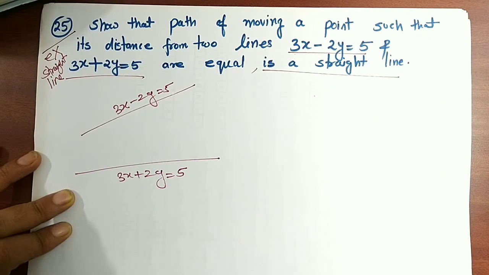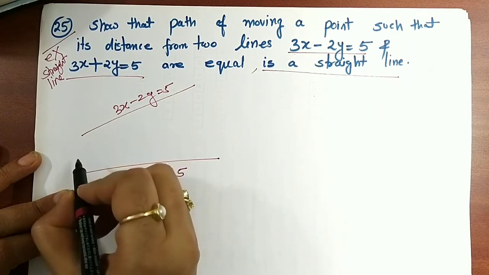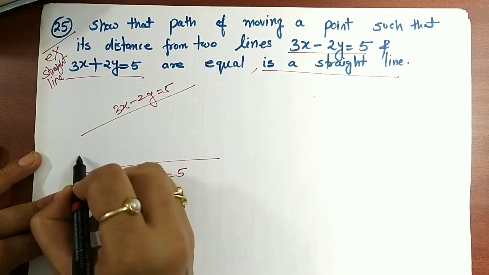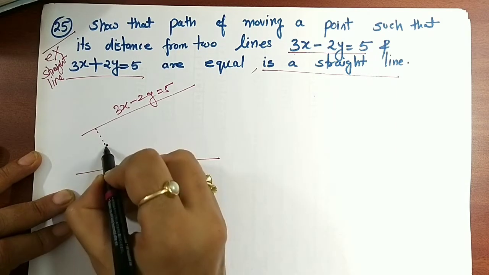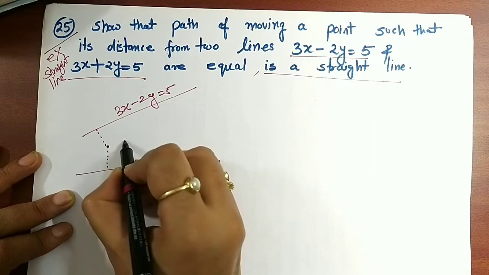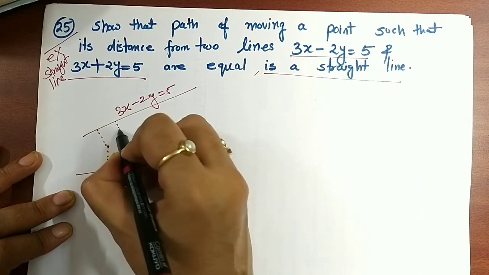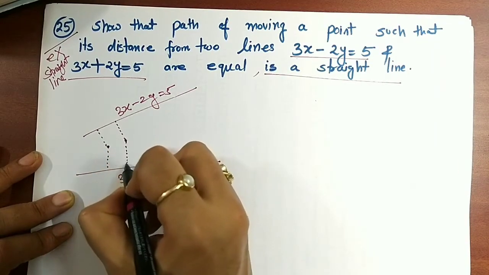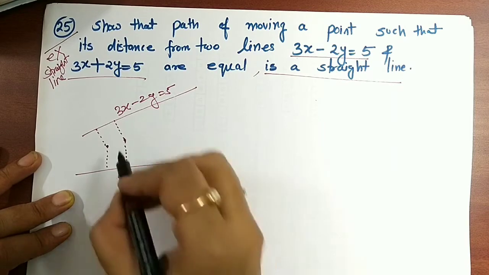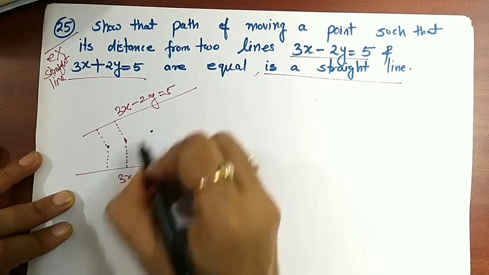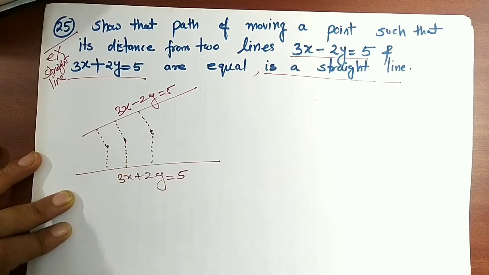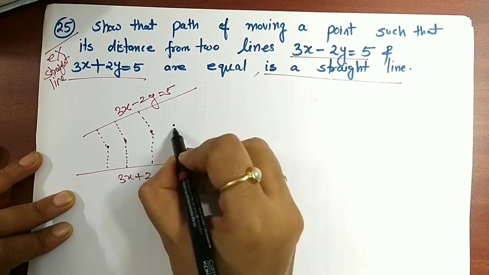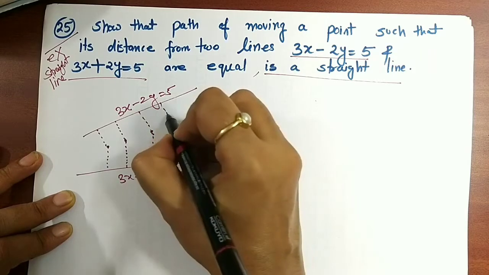So we have to see the path of the point. Suppose this is the point. This is at equal distance from here and here also. If I take any point here, this is also equal distance from here and here also. I'm taking perpendicular distance. Suppose I take the next point here. So this distance and this distance is equal. If I take one more point, this distance and this distance is equal.